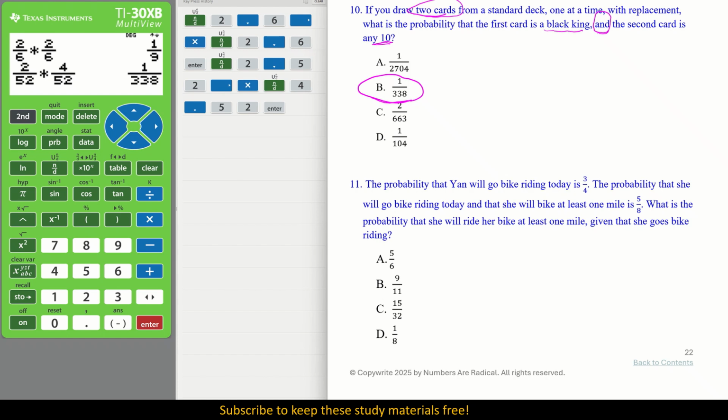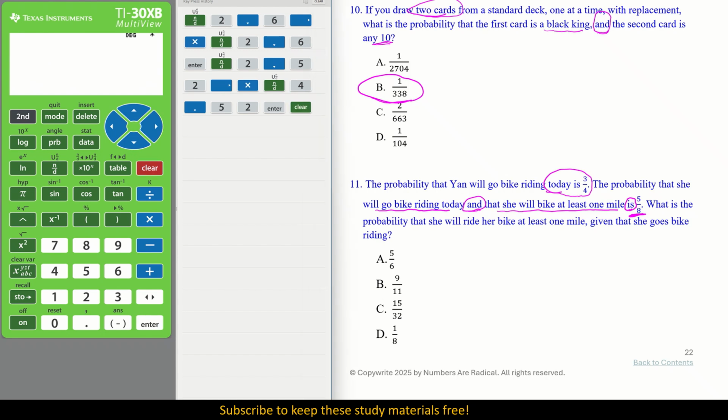So what are our probabilities? There are some key things going on here. The first thing I see is the word "and," and then we have this whole phrase here. Now don't be confused. You see how you have the word "is" before 5/8? They give you the probability that she's going to go bike riding. She will go bike riding today. Well, that's 3/4, and they state that first. So she's gone bike riding.